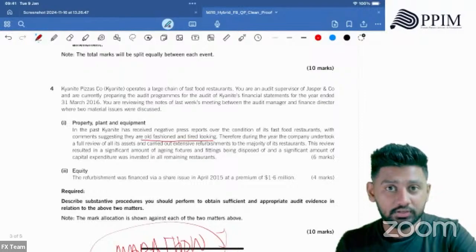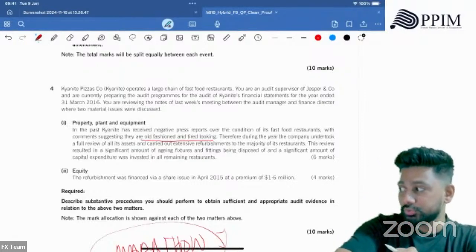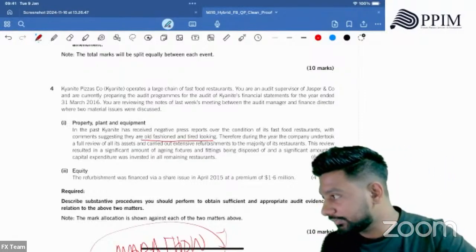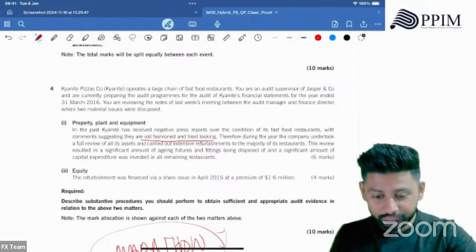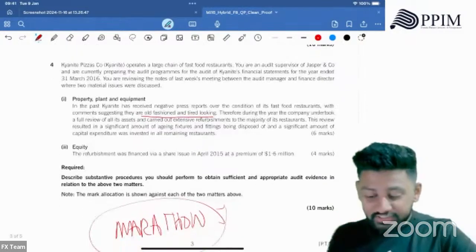I'm sure you've got the posters. You see the posters as well. Thanks, Abdullah. Thanks for your wishes. Really appreciate it.